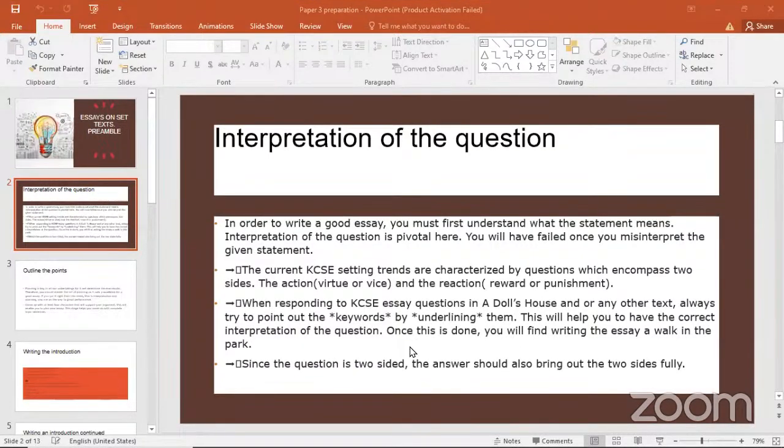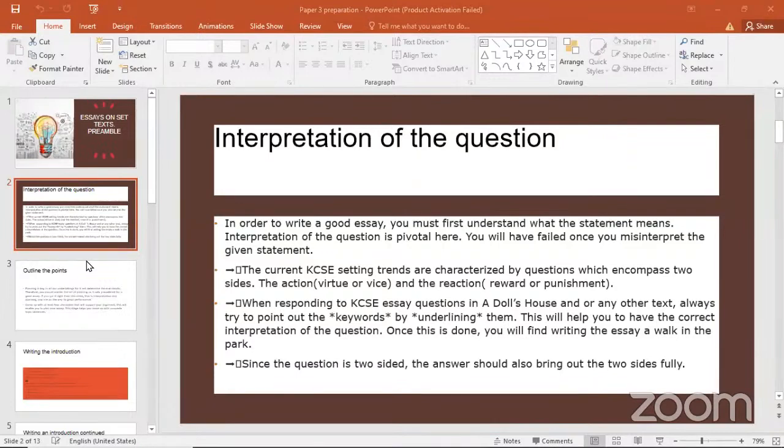Now, the other thing is that the question is two-sided. Therefore, you should ensure that your answer brings out the two sides. Your answer is that paragraph that you're going to look at. It brings out the two sides. That is the action part and the reaction part. If it's a vice, there is a vice, and then there is a punishment. If there's a virtue that you're talking about, by the end of your paragraph, you'll talk about a reward. So that's the first and the most important part: understanding, interpreting the question.